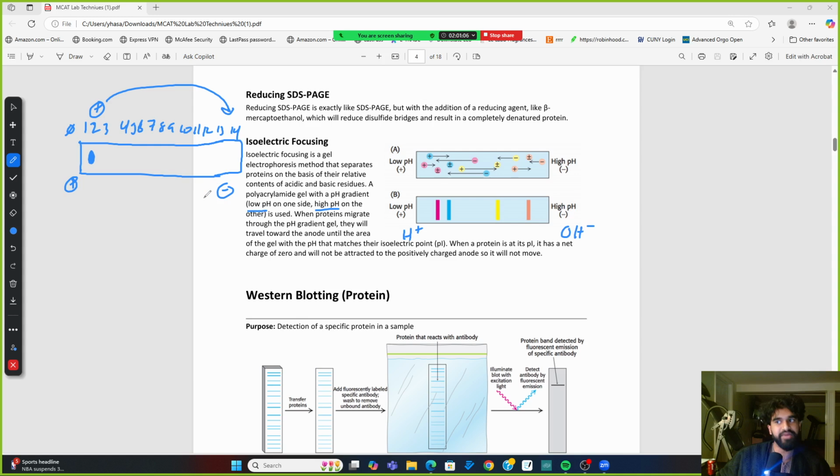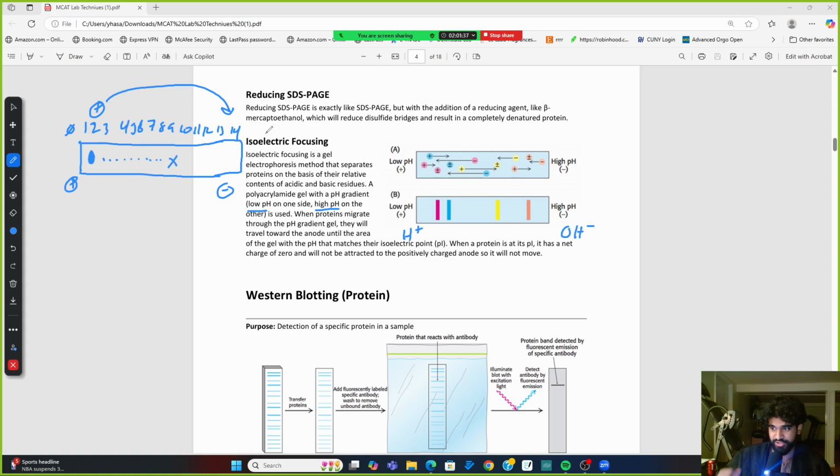And as they migrate, they're going to get deprotonated, and deprotonated, until they hit a point where all of their R groups are either protonated or deprotonated to a point where the charges cancel out. At the point where the charges cancel out, it's no longer going to be attracted to the negative terminal, and it's also not going to be attracted to the positive terminal. It's just going to stop dead.